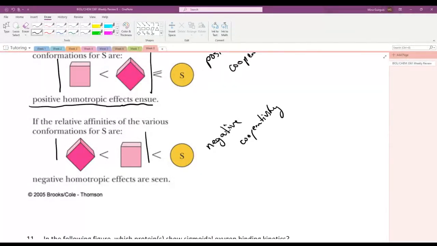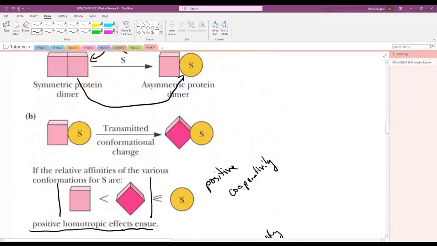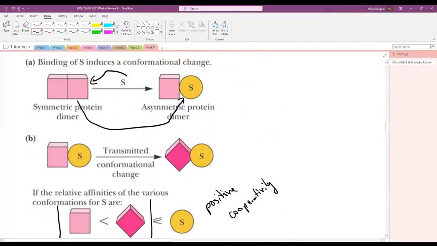Okay. So I'm going to take a moment to talk about this one more time because it is, in my opinion, one of the more confusing parts of this section. I didn't really understand this well when I was taking the class. So the binding of S in the KNF model to the first subunit induces change in that subunit. It transmits, as the book calls it, a conformational change in another subunit. And this doesn't just have to be 2, it can be 2, 3, 4, 5, however many.